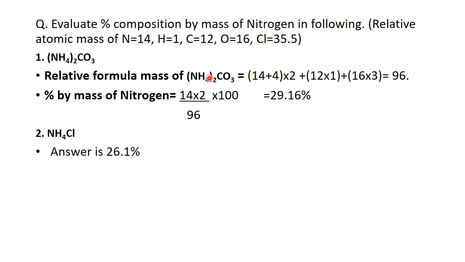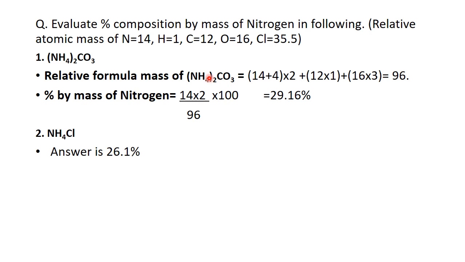Now there is 1 carbon atom present. The relative atomic mass of carbon is 12, so 12 multiplied by 1. There are 3 oxygen atoms present. One oxygen has a relative atomic mass of 16, so it will be multiplied by 3. We will calculate it and we will get the value of 96. Afterwards we have to put the values in the percent composition equation.